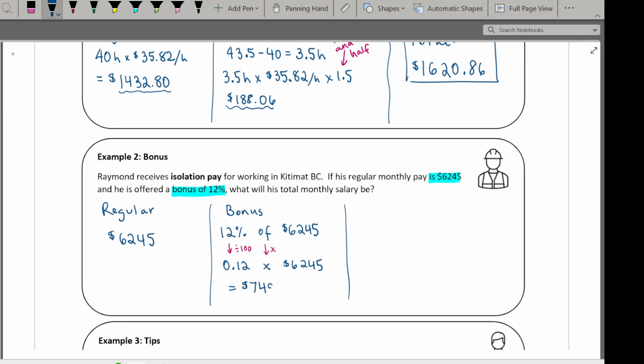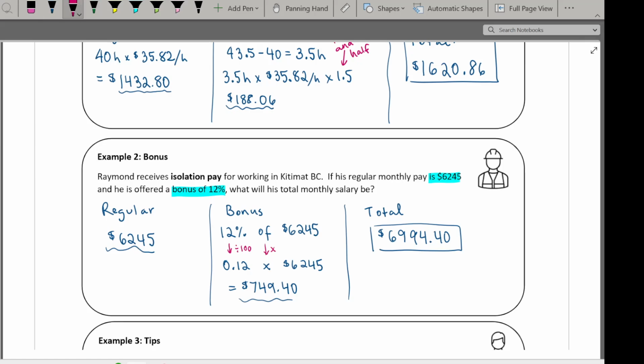Okay, and so the total is going to be the regular wage plus the bonus. And if you add those two together, you get $6,994.40.